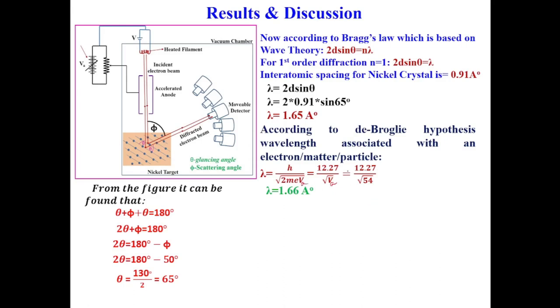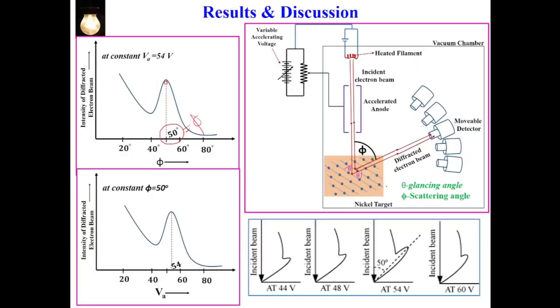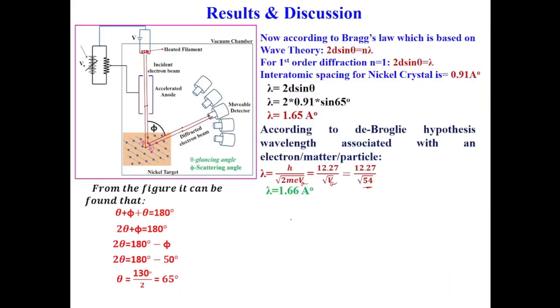So here Va value is how much? 54, because we found exactly at 54 for phi equal to 50 degree maximum peak. So only for that we substituted 54 and we found lambda equal to 1.66 angstrom. If I compare this value and this value, it is exactly same.